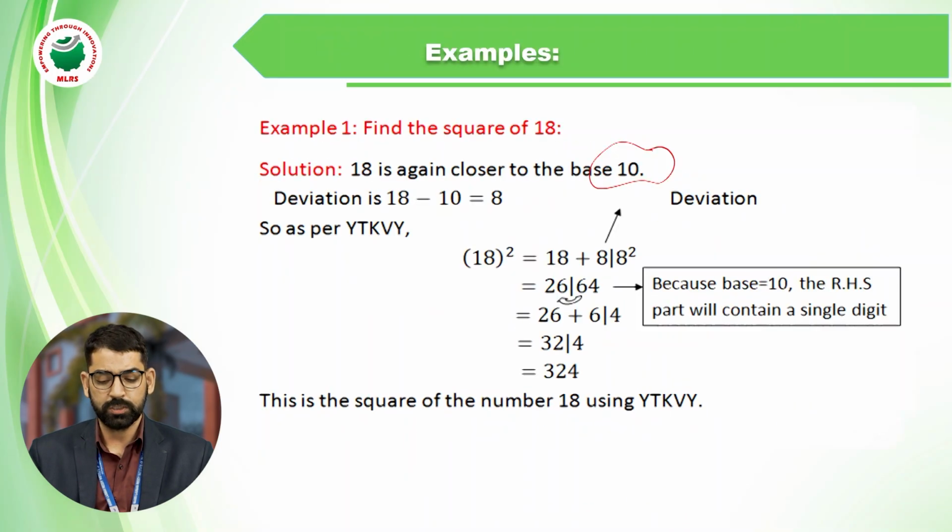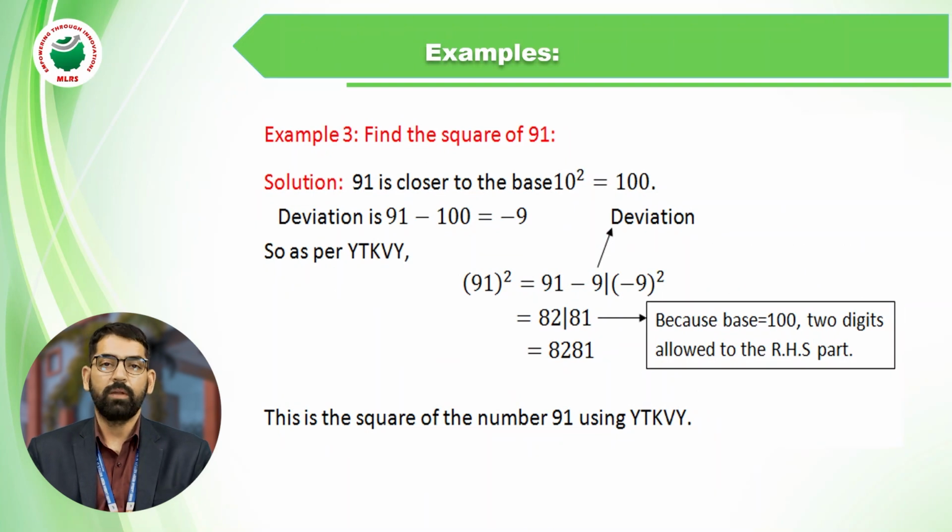Now in this example, we have 91, which is 9 places lower than the base 100, because in this case the base is 100. 91 lies close to the base 100. So when we have to find the square of 91, 91 is closer to the base 10 power 2, which is 100. So deviation is 91 minus 100, that is minus 9. So as per YTKVY, 91 square equals 91 minus 9 separator minus 9 square.